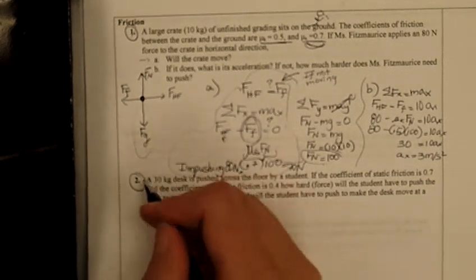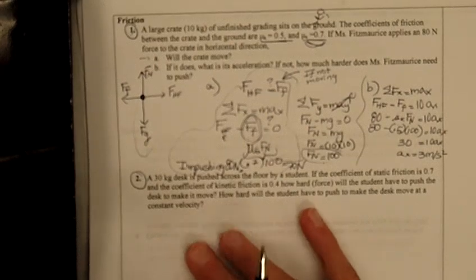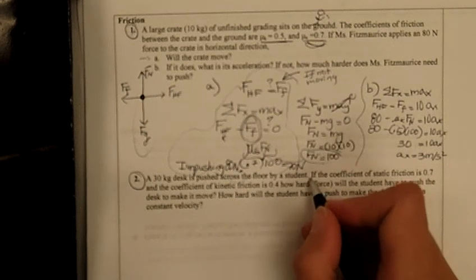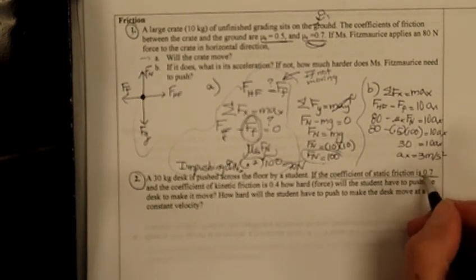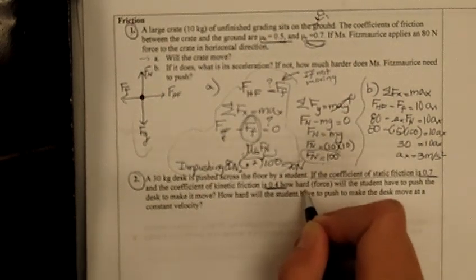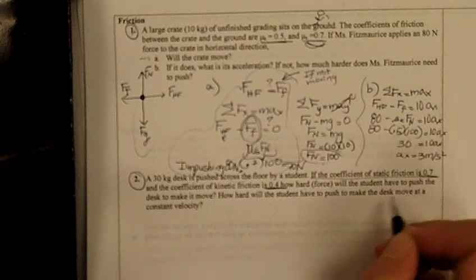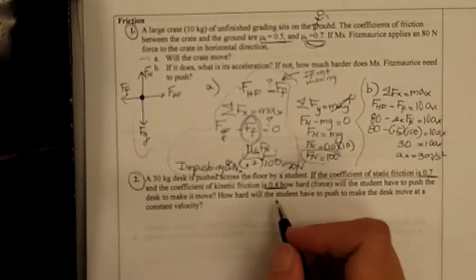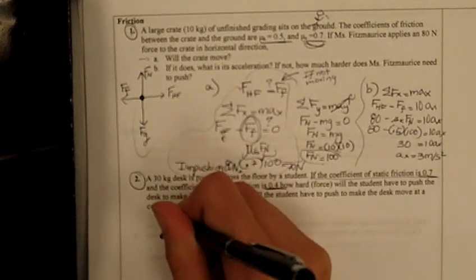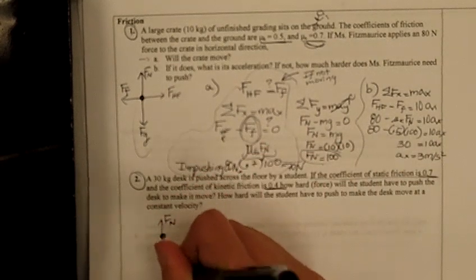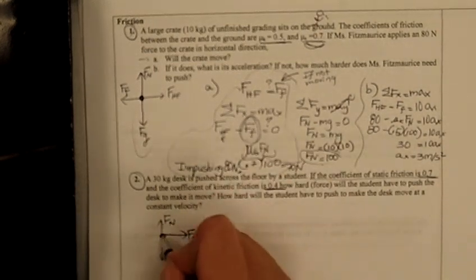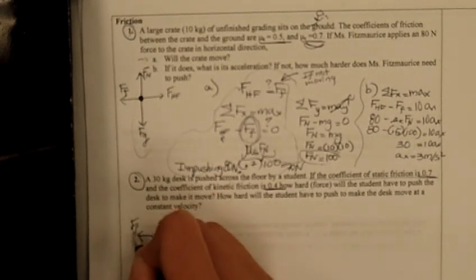Number 2 is kind of along the same lines. There's a 30 kilogram desk and it's pushed across the floor. If the coefficient of static friction is 0.7 and the kinetic friction is 0.4, how hard will the student have to push to make the desk move? Again, this is the same force body diagram. We have Fn up, Fg down. Now it's the force that the student is pushing with and friction in the opposite direction.